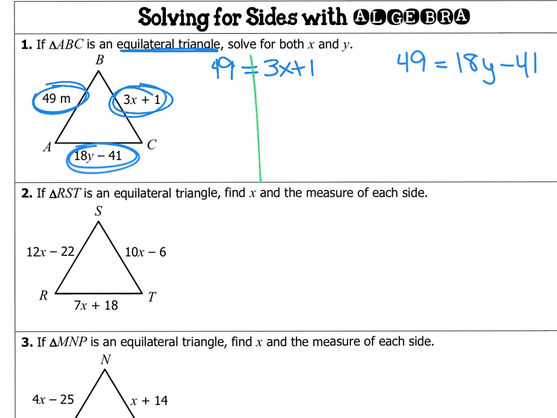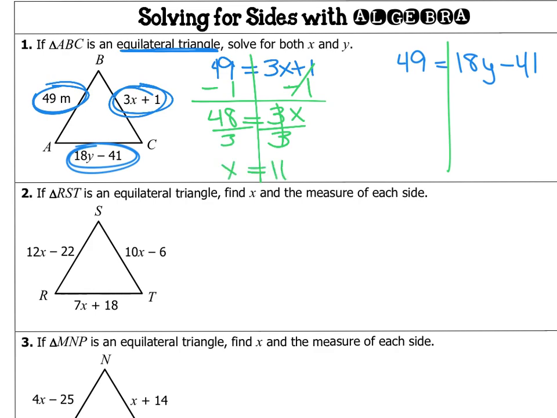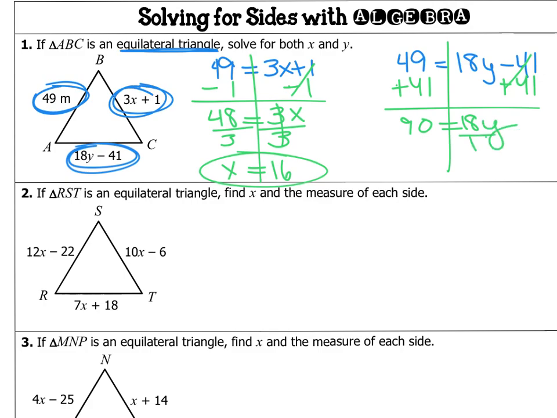I'm going to draw my line down the equal sign, subtract over that 1. I have 48 equals 3x. Divide by 3. I'll get x to equal 16. And let's add over that 41. And I will end up getting 90 is equal to 18y. Divide by 18 on both sides, and I'll get y to equal 5. All right, so it was as simple as that. I solved for x, solved for y, using the fact that all sides are equal in this scenario.